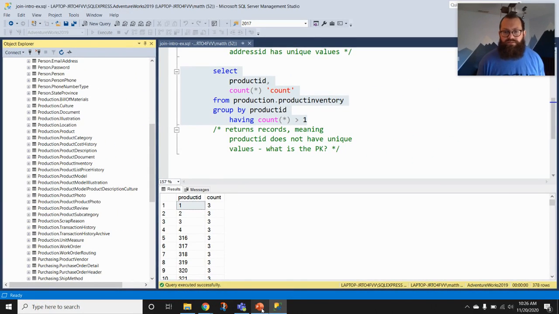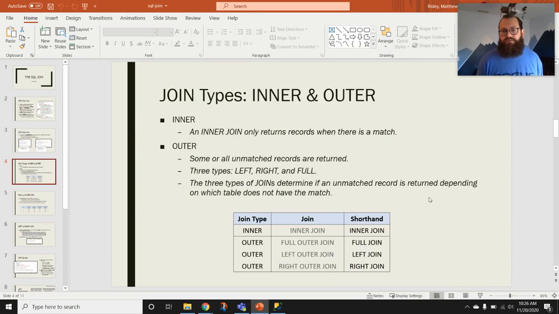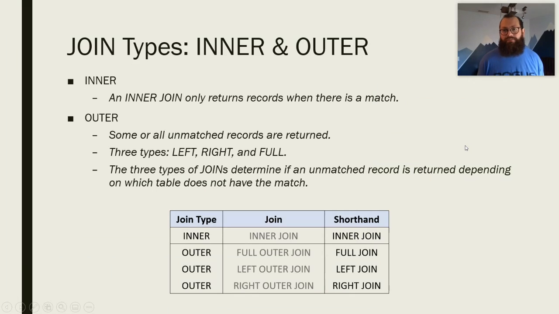So going back to the lecture, we're now going to move into different join types, and these might not always be the names that are used when talking about joins in other programming languages. But for SQL, there are essentially two different types of joins, an inner and an outer join. And I'll just start there.